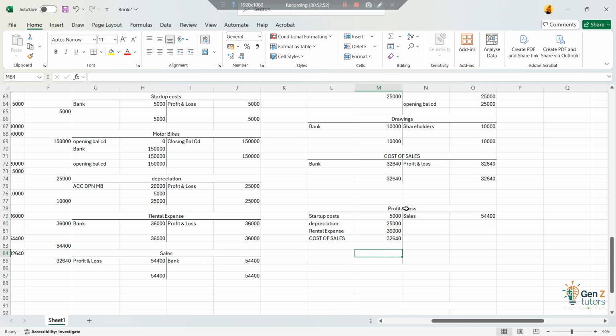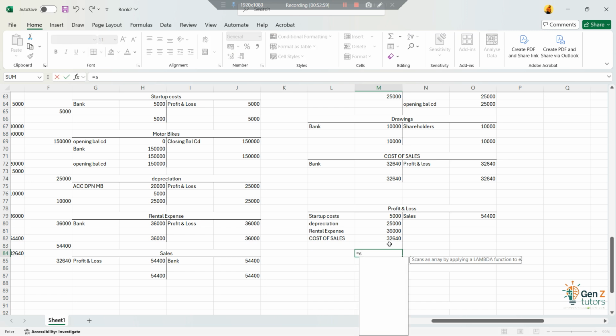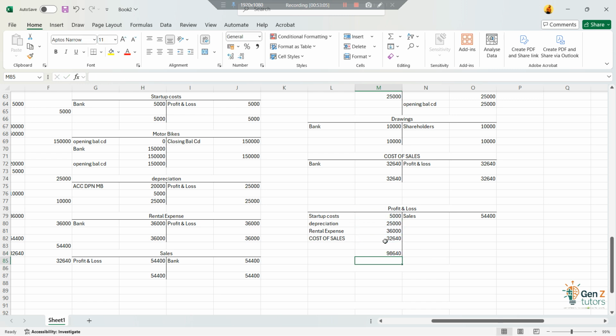And then we look over the side, shareholders contribution, that's SCE, loan capital, that's SFP, accumulated depreciation, that's SFP, drawings, that's SCE, cost of sales. Then you come back in again and say fine, you had cost of sales over here. And then with the cost of sales, what did we have? 32,640, right? And then we close that off.